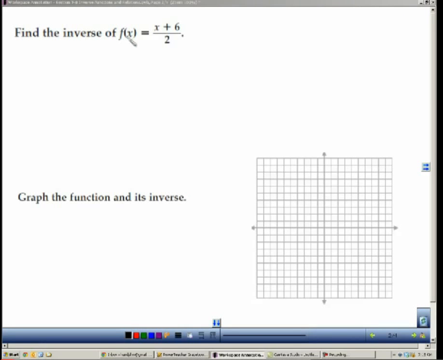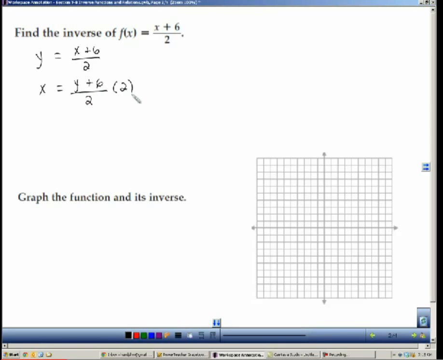So here's an example of a function where I'm asked to find the inverse of that function. So here's what I do. I replace the f of x with a y, because remember the f of x and the y are the same thing. That's the domain and the range. And now according to the definition of an inverse function, all I have to do is exchange the domain and range, flip them. Now I'm going to solve for my y and put it back into a regular equation notation.